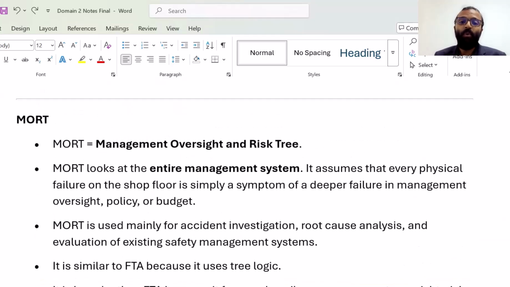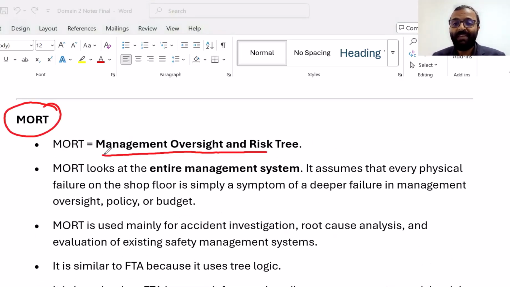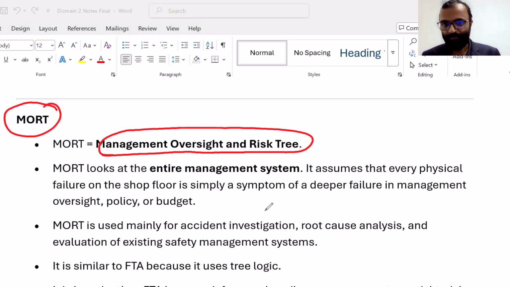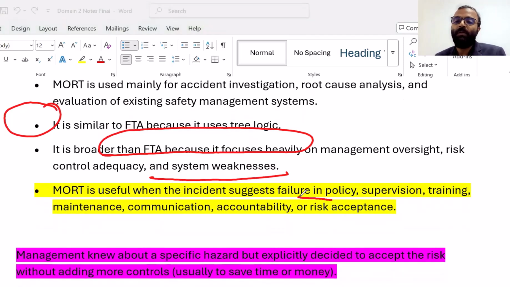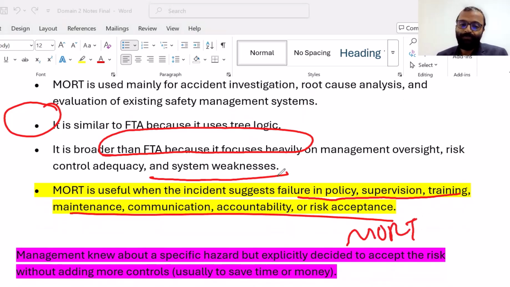So the next one is your MORT. MORT is what? Management Oversight and Risk Tree. Here they are looking into the management failure: what all things the management has not done, and that is why the accident has occurred. It looks at the entire management system. MORT is an accident investigation tool, but here we are checking the management's failure. MORT is useful when the incident suggests a failure in policy, supervision. So if someone in the examination says because of the failure of management, because of policy, supervision, training, etc., it is MORT. Okay.